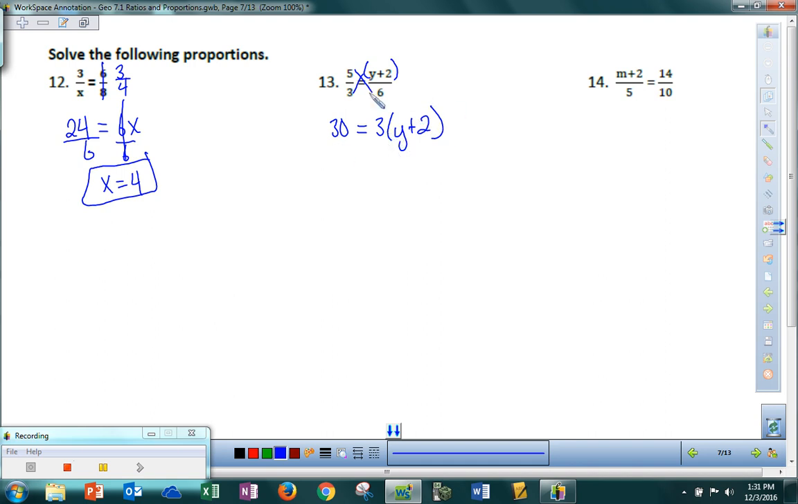Now, there's 2 ways to solve for y, just like we did with perimeter. If you notice, this is 3 times the quantity y plus 2. If we're multiplying on this side and want to get rid of that 3, we could divide it away. And then 30 divided by 3 becomes 10, and there's no need for these parentheses anymore. It's just y plus 2. Now we can get y by itself pretty easily. Subtract 2 from both sides, and y equals 8.